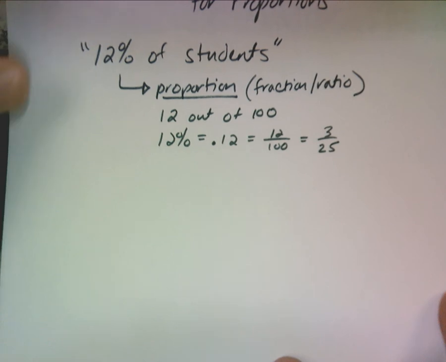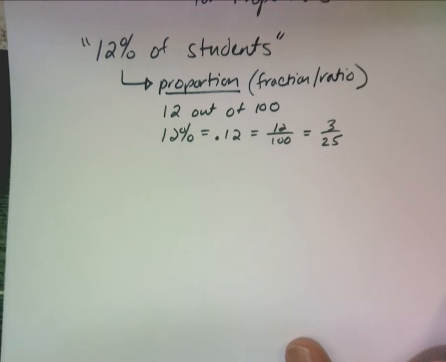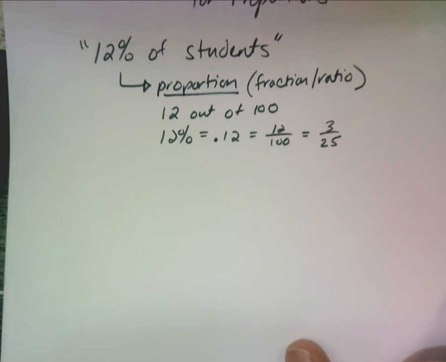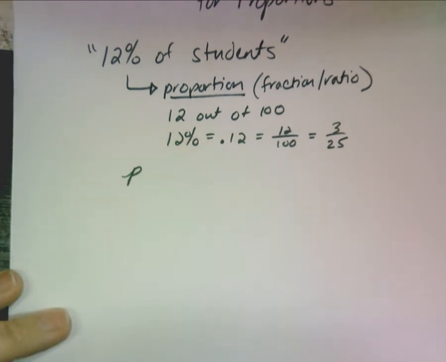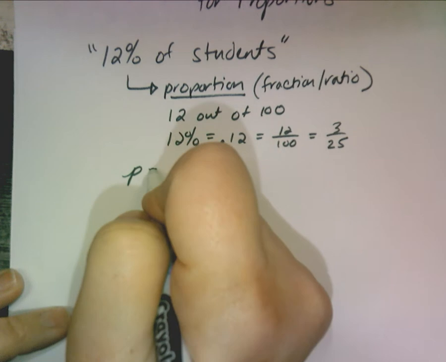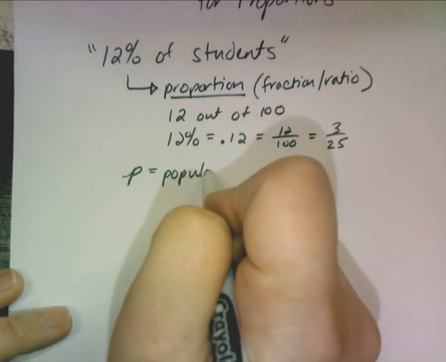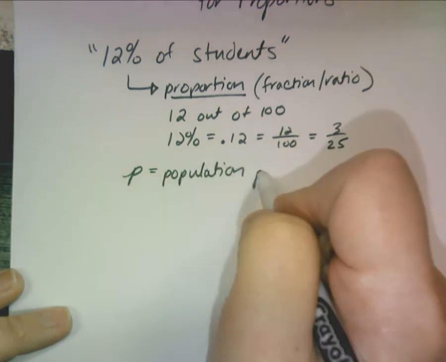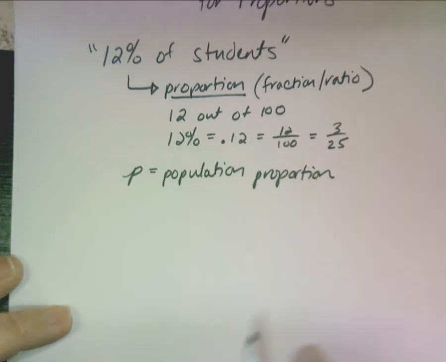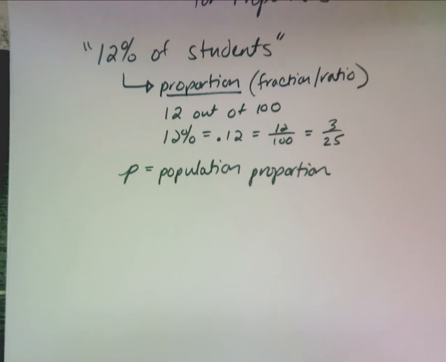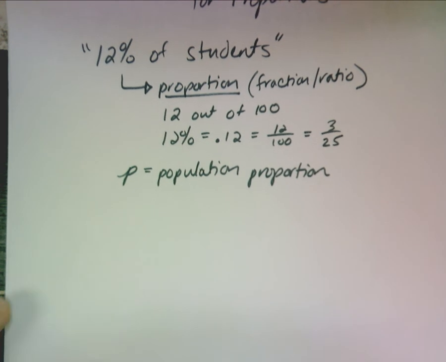Now there are some new little symbols here. You're going to have this weird looking P, like a script P. This is your population proportion. They'd have to tell you something about the population, and then you're going to take a sample. They're going to give you a sample, and it will have a sample proportion.